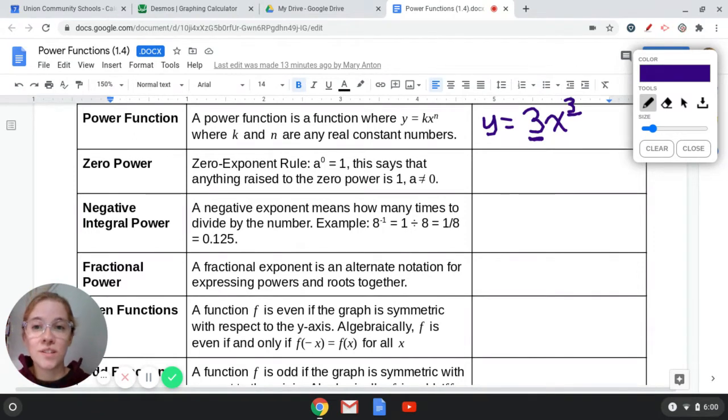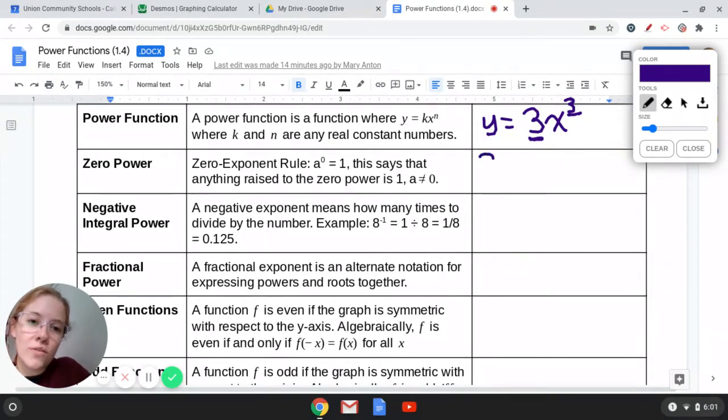Now we have the zero power. The zero exponent rule is anything to the zero power equals 1 if this a is not 0. So this means like 2 to the 0 power equals 1. And I'm actually just going to talk about why that is because that seems kind of strange, right? If you remember exponent rules, we can prove this by writing exponents as repeated multiplication.